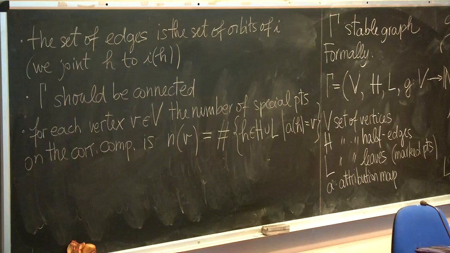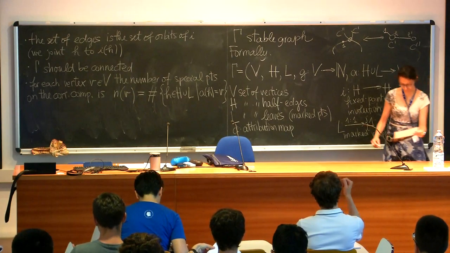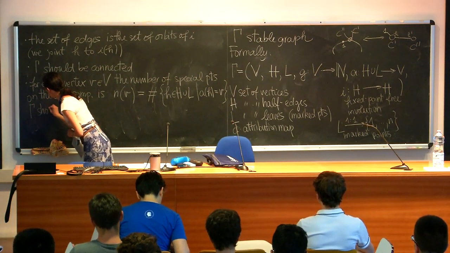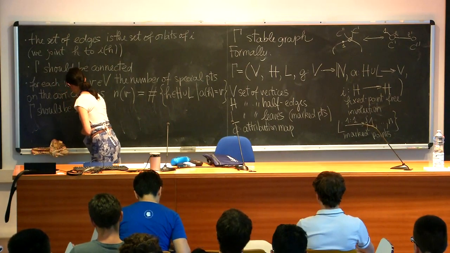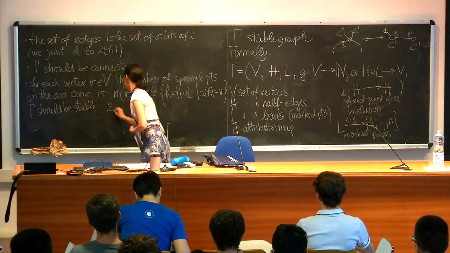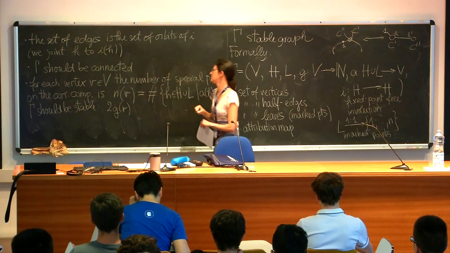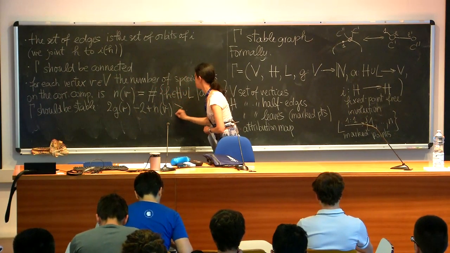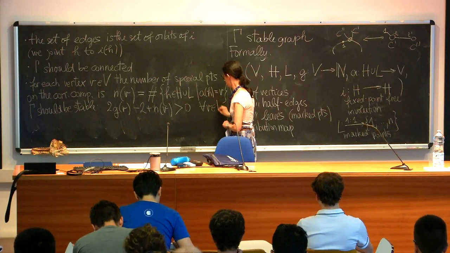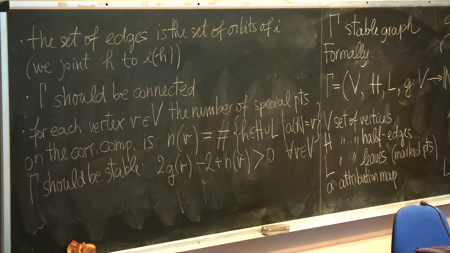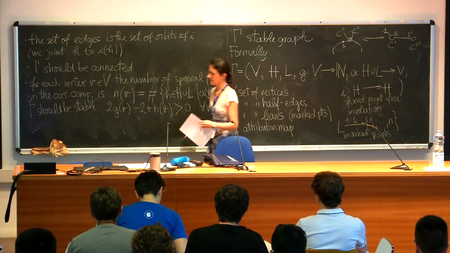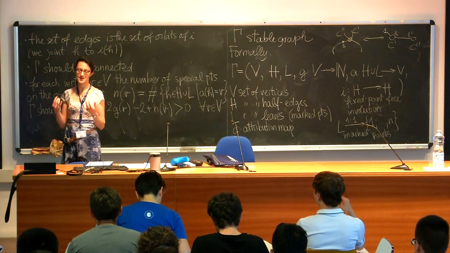And this is exactly the thing that played a role in the stability condition. So just rephrase the condition on the genus and the number of marked points for each component. And then, of course, it's clear how many marked points there are because that's just the number of legs.